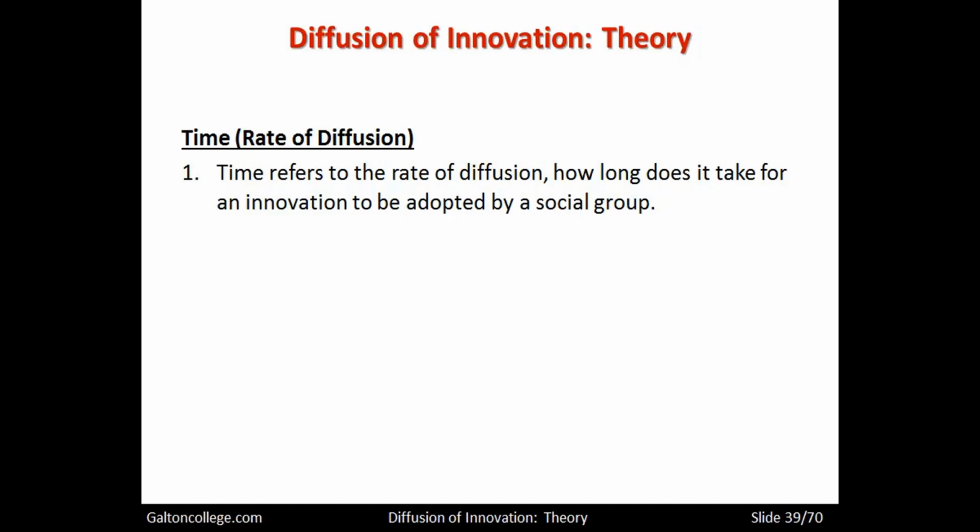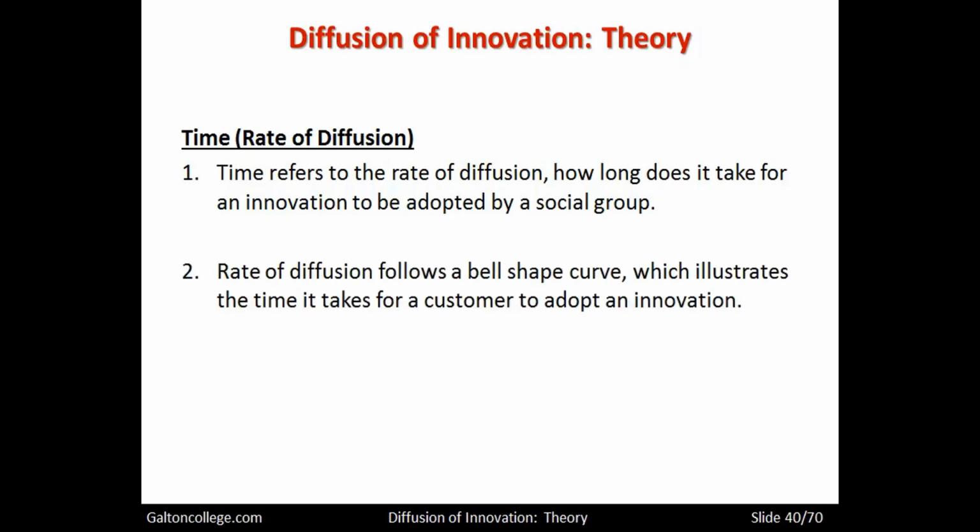If it's a very traditional society, a very conservative society, the rate of diffusion will be very slow. If it's a very innovative society, a very modern society, the rate of diffusion could be much greater. But the rates are not uniform. It doesn't happen instantaneously. It takes time for ideas to spread. The rate of diffusion follows a bell-shaped curve, which illustrates the time it takes for a customer to adopt an innovation. Well, at least that's what academics think. They think it may follow a bell-shaped curve, and it seems a reasonable assumption, and we'll have a look at that in a second.